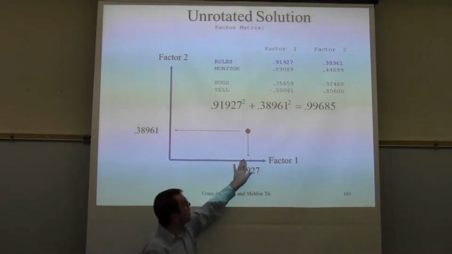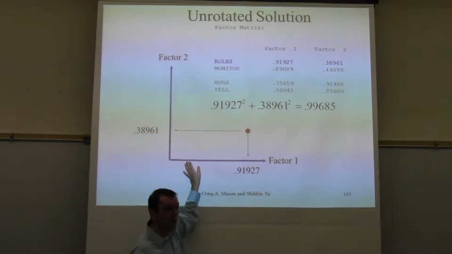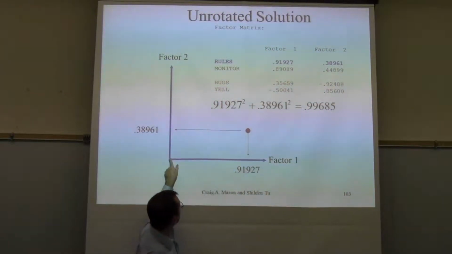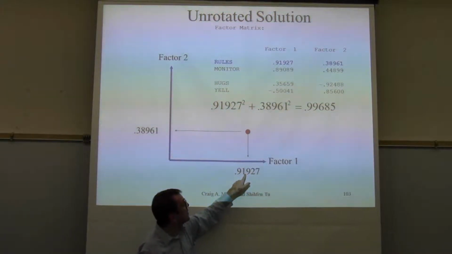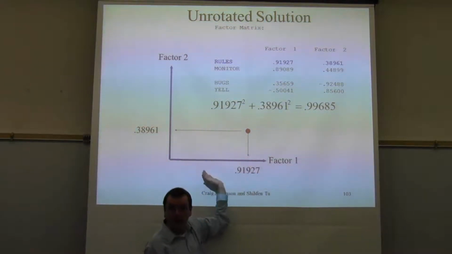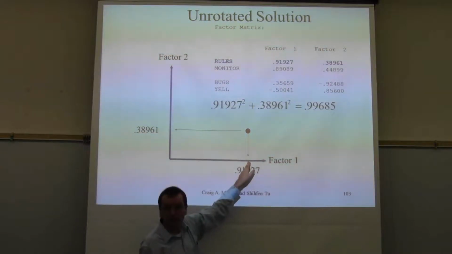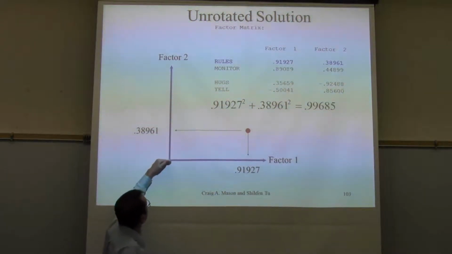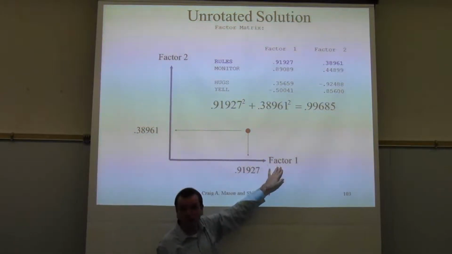How close you are, how far along this factor, how far along that avenue is, you could actually measure that distance. And the distance would be 0.91927. That's how correlated. How far down you are is how correlated that variable is with this factor. And how far up it is, that number is how correlated that variable is with that factor.